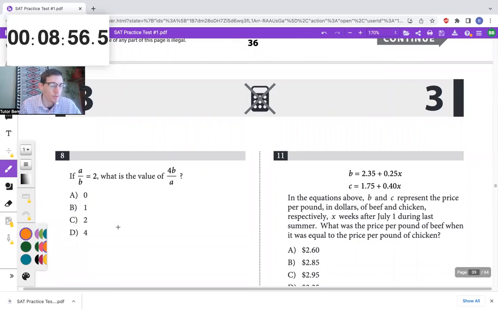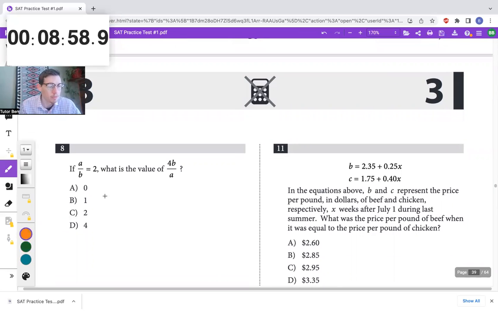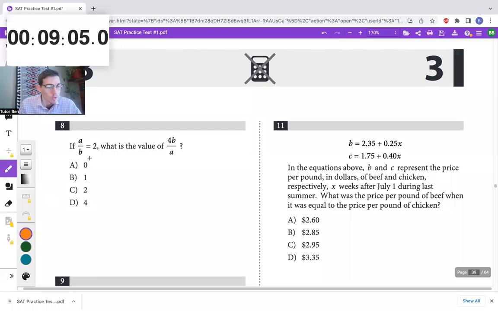All right, so if a over b equals 2, what is the value of 4b over a? So I'm looking at this. I have an a over b, but I want a b over a.